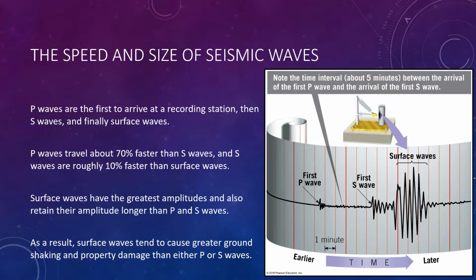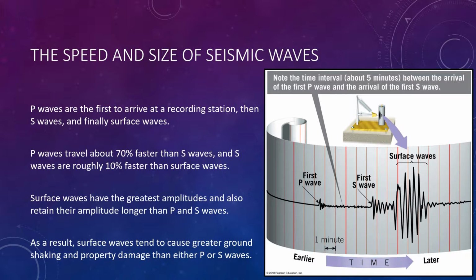By examining a seismogram, you can see that another major difference among the types of seismic waves is their speed of travel. P waves, which you see here on the left of our image, are the first to arrive at a recording station, followed by S waves, and finally, surface waves. Generally, in any solid Earth material, P waves will travel about 70% faster than S waves, and S waves are about 10% faster than surface waves.